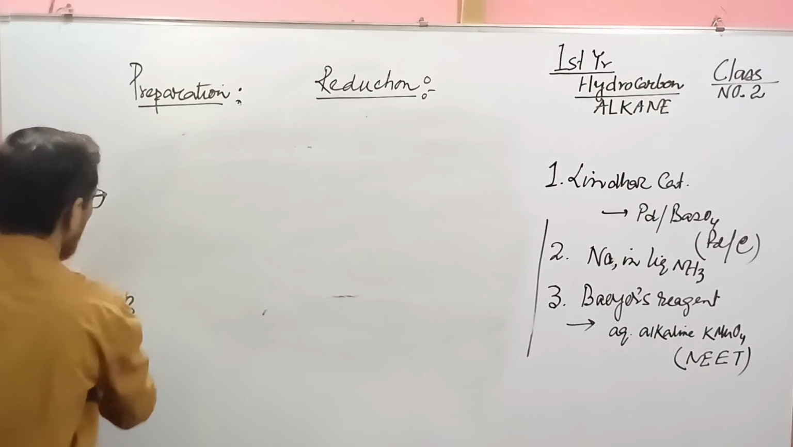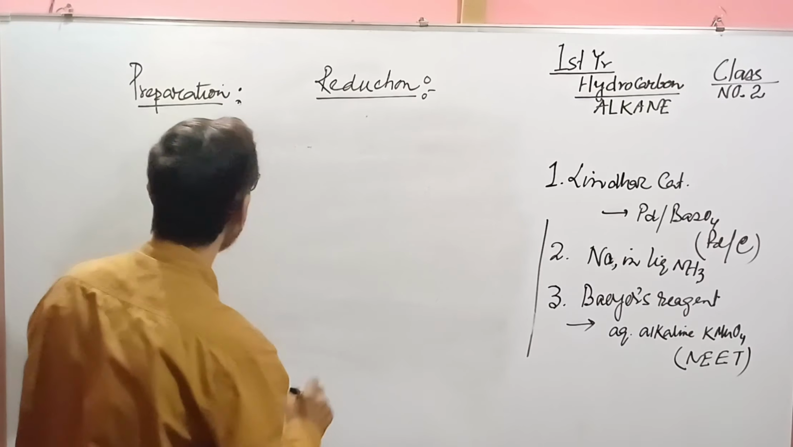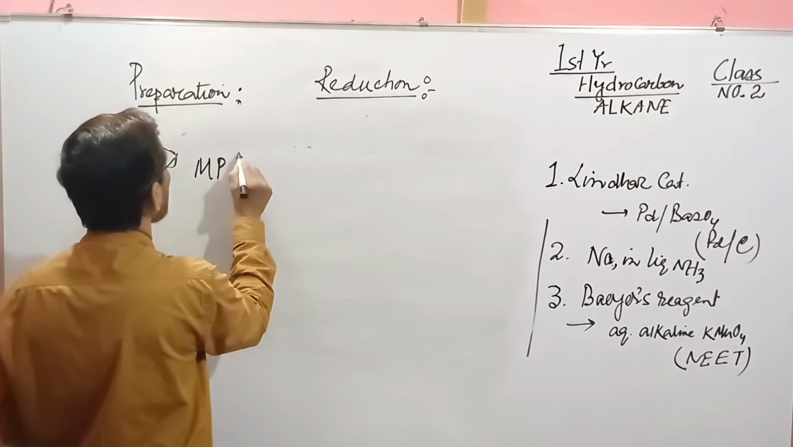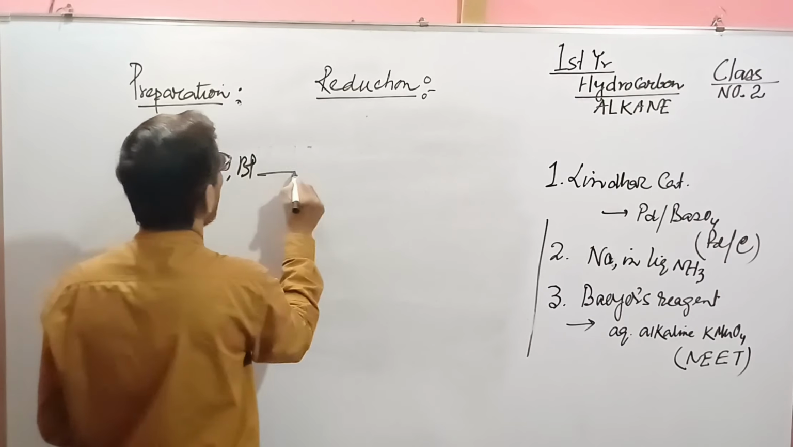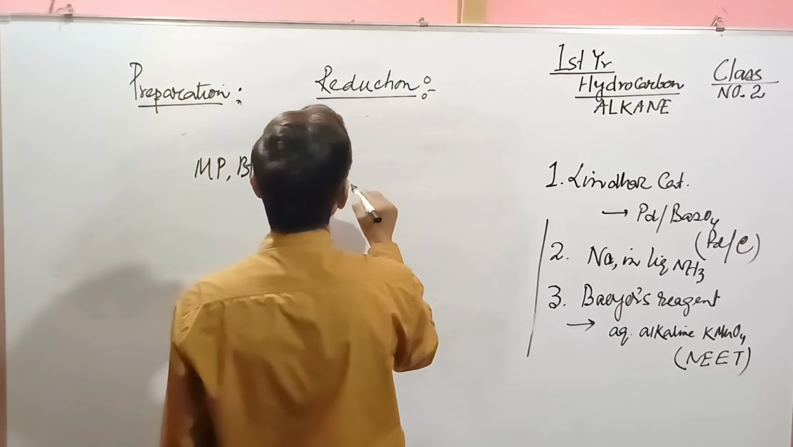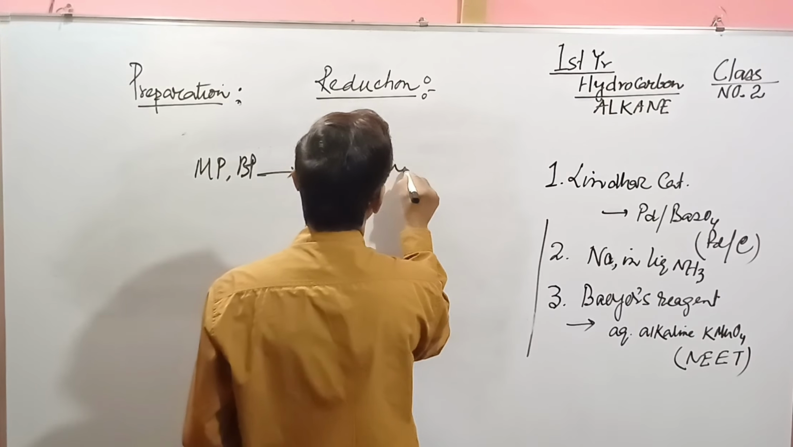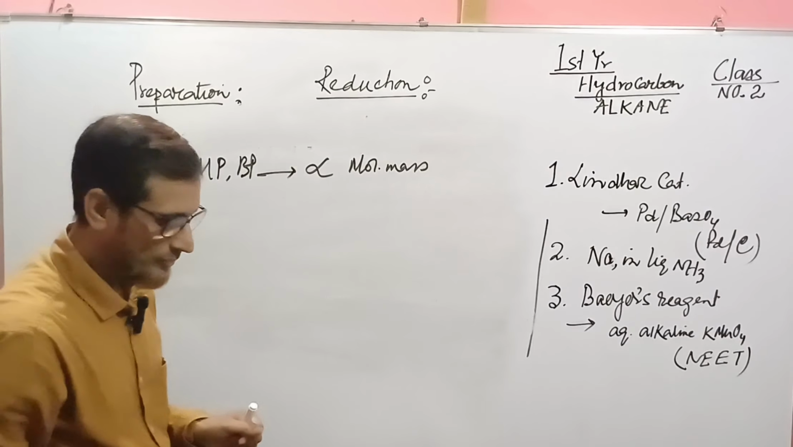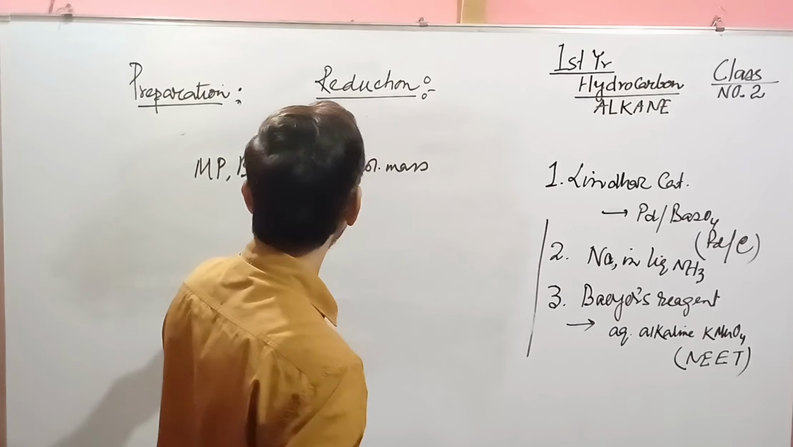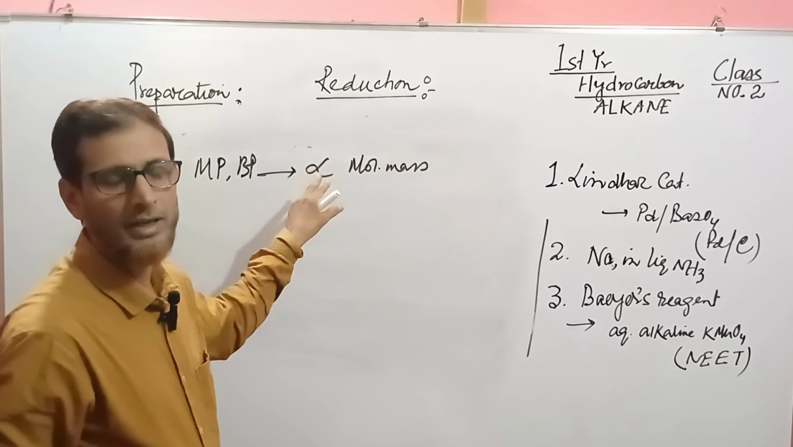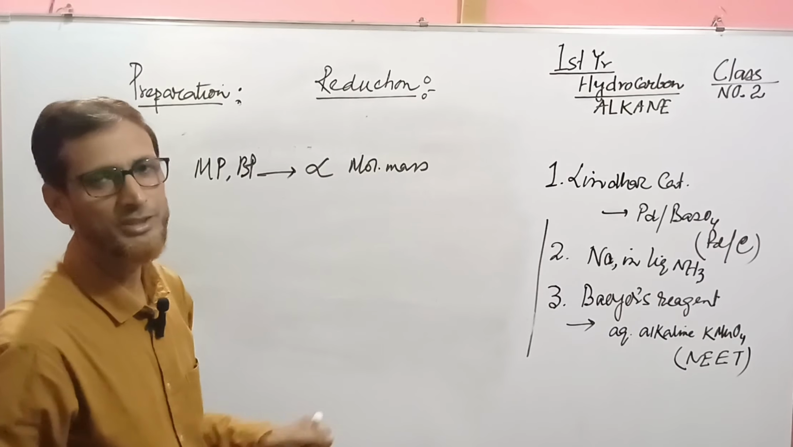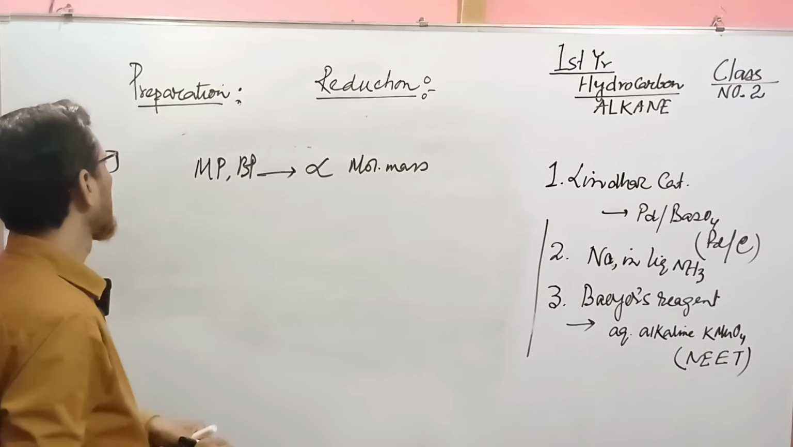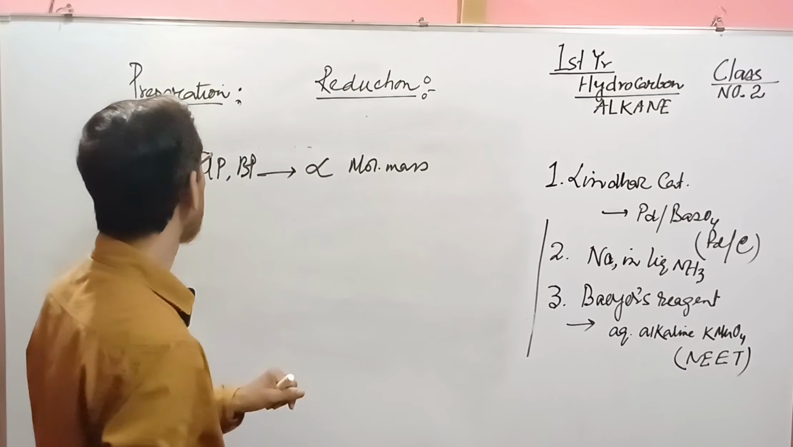So now let me tell you something, very little, about melting and boiling point. This actually is directly proportional to the molecular mass of the alkane. Alkanes are generally not soluble in water, an inorganic solvent. These are soluble in organic solvents like benzene, carbon tetrachloride, etc. And these are soluble in alcohols also.